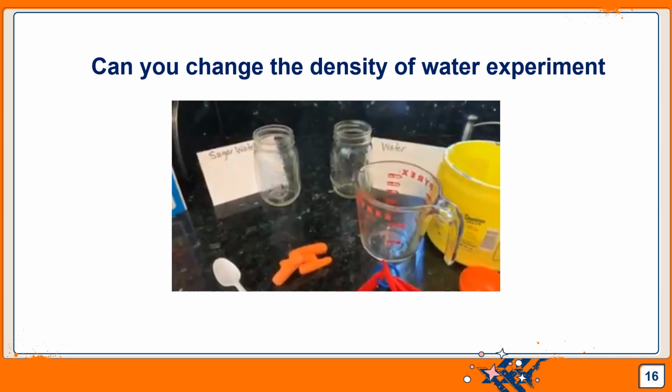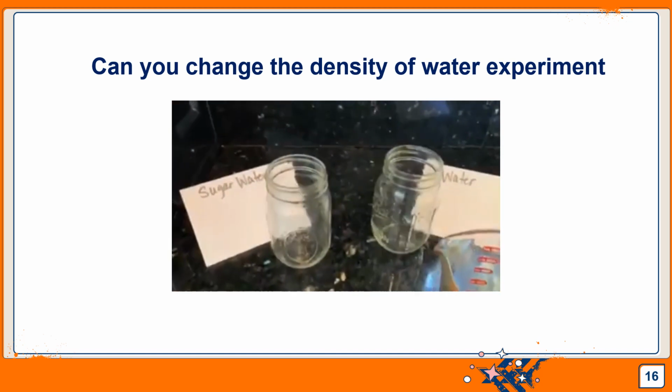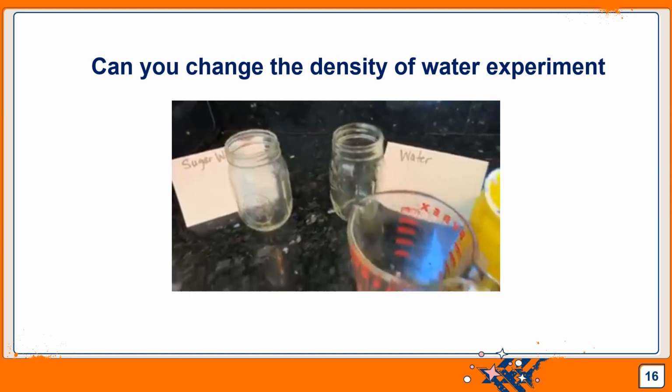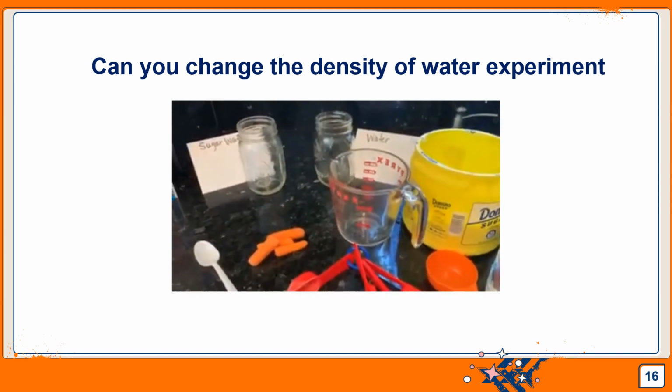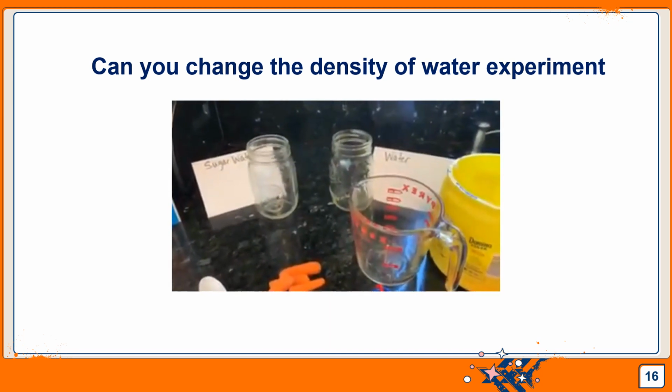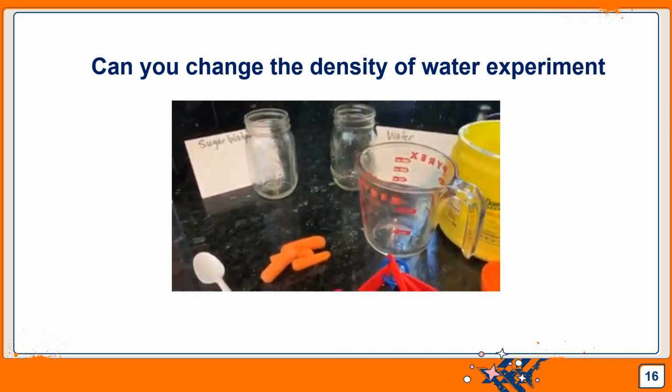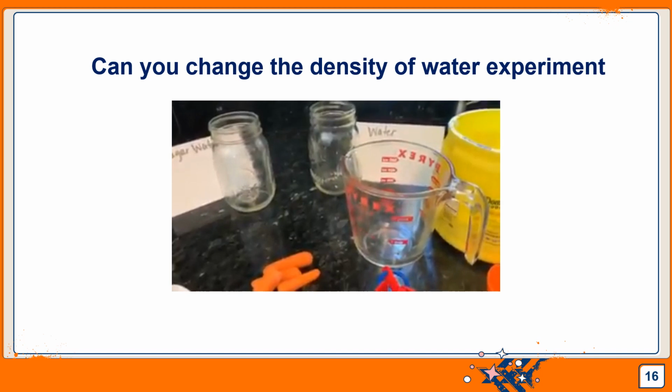Let's get started with our experiment. We have a jar for sugar water, a jar for water, and a much larger jar that we're going to put both water and sugar water in a moment. You'll see that jar in just a moment. It's really hot. We have a measuring cup.